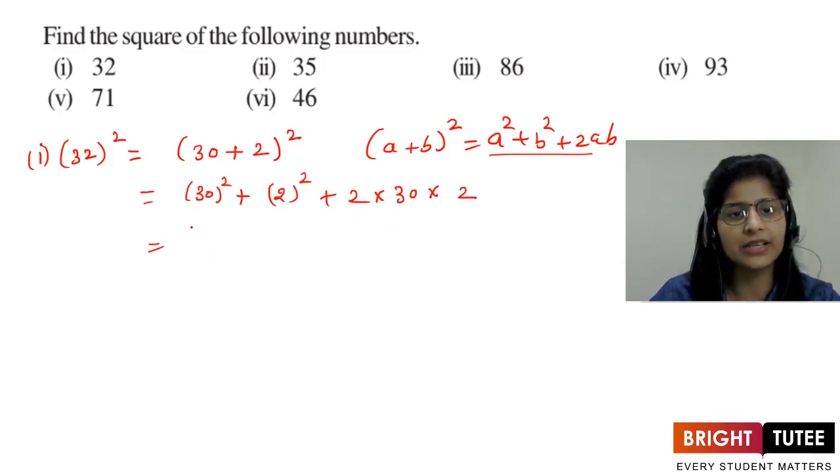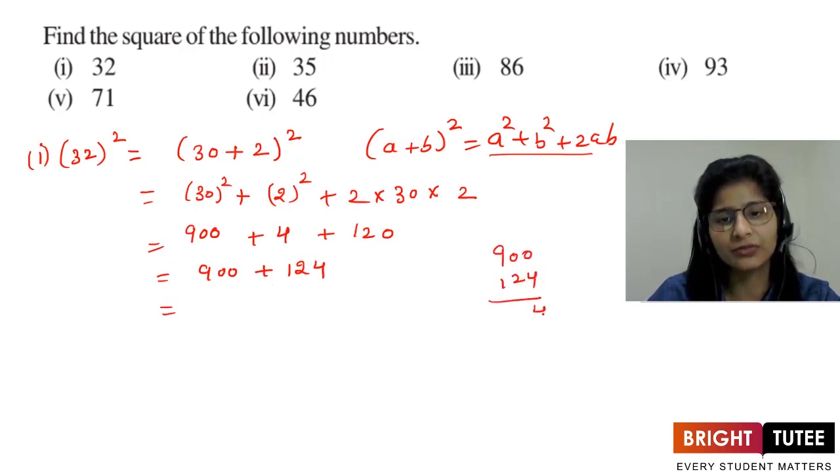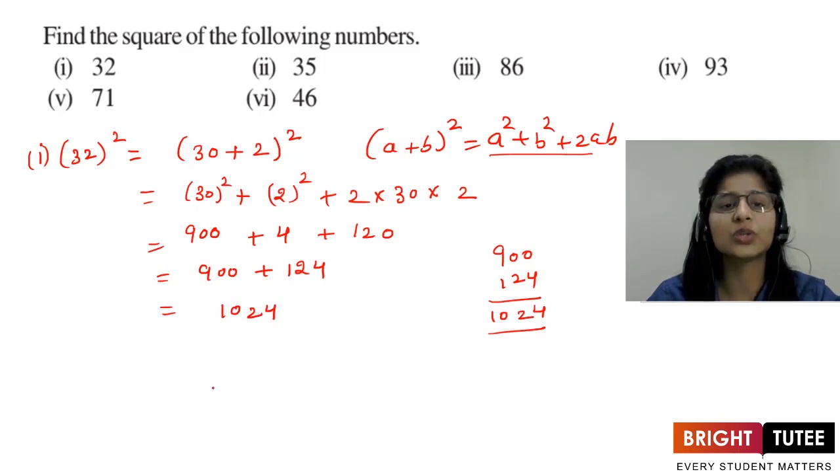Clear? So just see, 30 square is 3 3s are 9 and the number of zeros will get doubled, plus 2 square is 4, plus 2 2s are 4, 4 into 3 is 12, 120. So we get 900 plus 4 plus 120. When we add 900 and 124, we get 1024. So the square of 32 is 1024. You have to apply this identity to all the parts of this question. We will discuss each of them one by one.